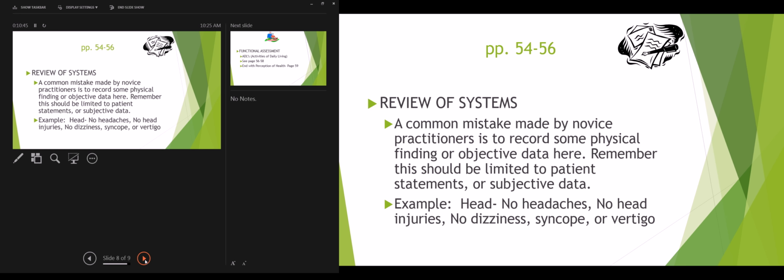Then you will go into the skin and you will ask, have you noticed any pigmentation or color changes? Have you had any changes in your moles?